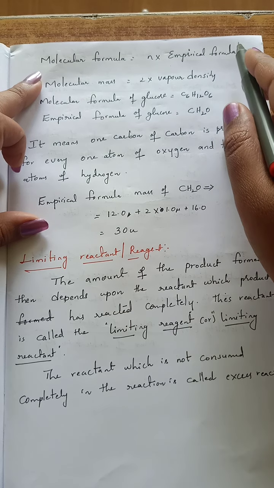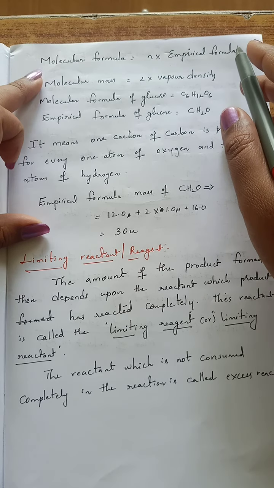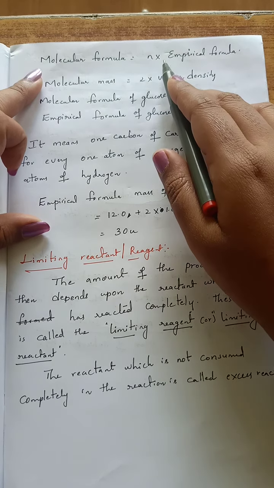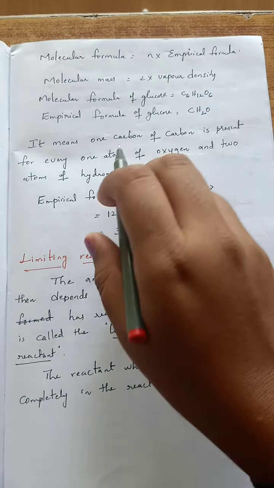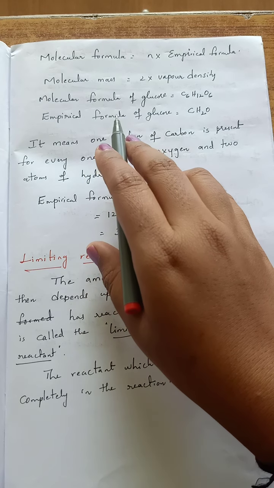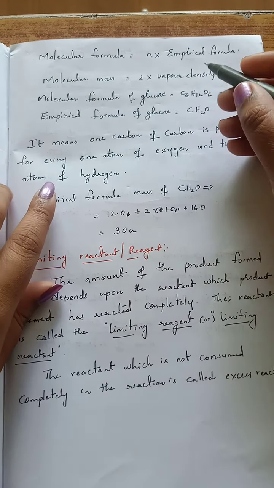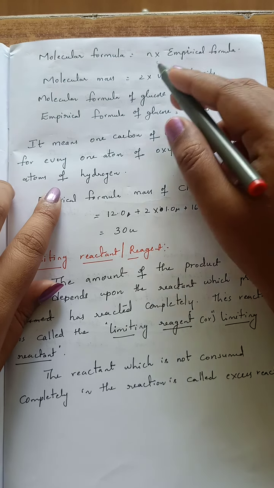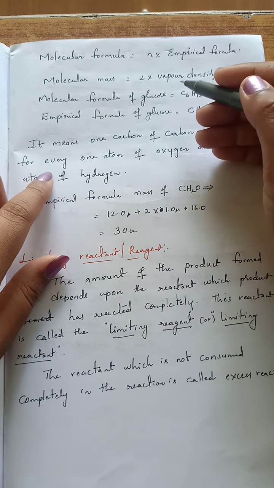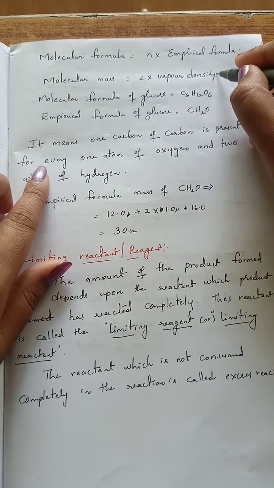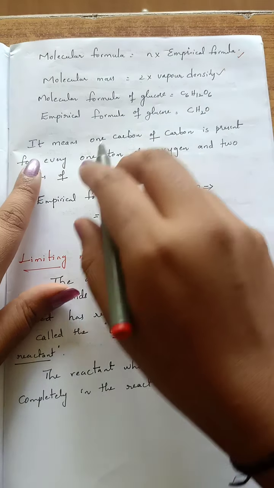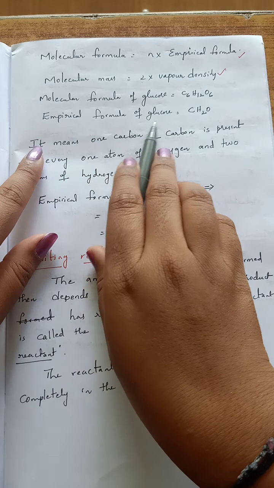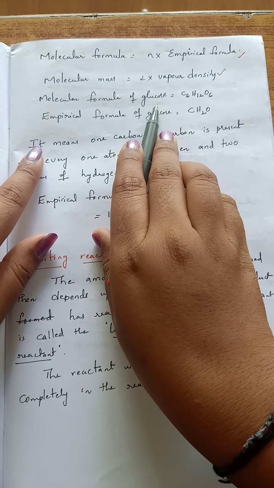If you know the empirical formula, by using that we can easily find the molecular formula by multiplying it with the integer n. And molecular mass is always equal to 2 into vapor density. If you know the vapor density, by multiplying it with 2, we will get the molecular mass. These two formulas are used while solving numericals, so remember the formulas.